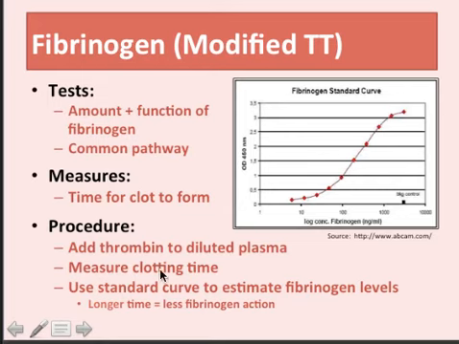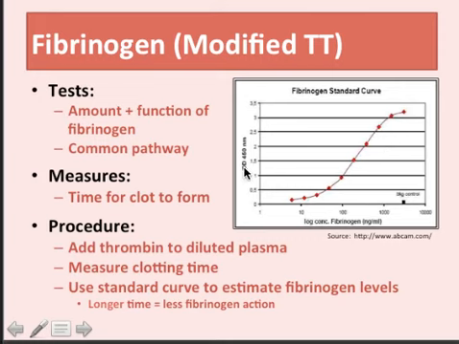And so what will happen is when you get that clotting time down with this test, you can use a standard curve that you would have set up and say, okay, it took this long, which means I have this much fibrinogen in my sample, which might be a little higher than normal, it might be a little bit lower than normal. You could look and see. But the longer the time it takes to clot, the less fibrinogen you have.